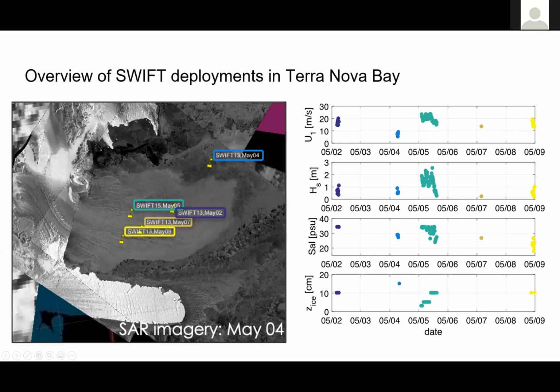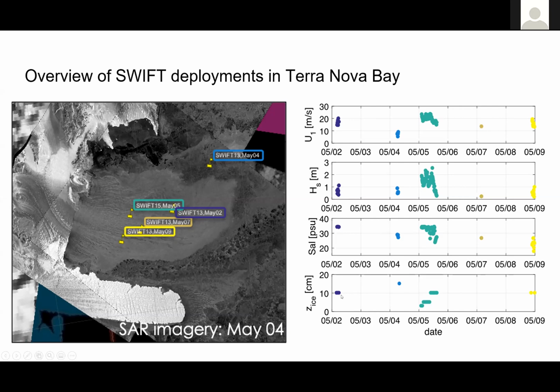So this is a SAR image of the Terra Nova Bay area. This is the Drygalski ice tongue. The coast of Antarctica is on the side here, the Victoria Land coast. And the dots show the positions of these SWIFT buoys that were deployed to measure waves and upper ocean turbulence during several deployments in May of 2017. And on the right-hand panel, you can see what the wind speeds were, the significant wave height shown in the second panel, salinity and ice thickness at this particular time.